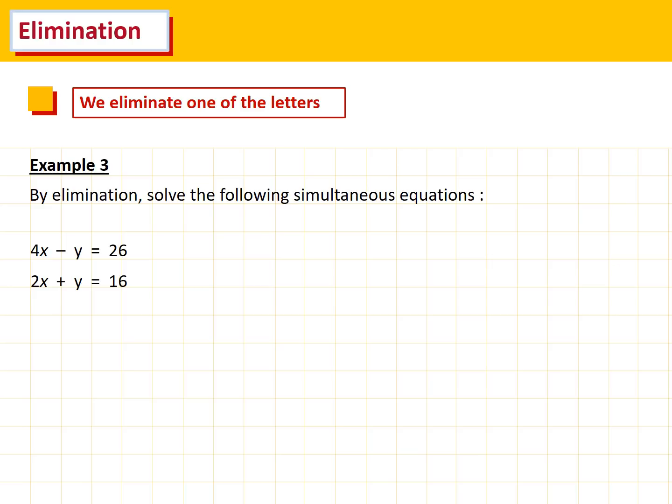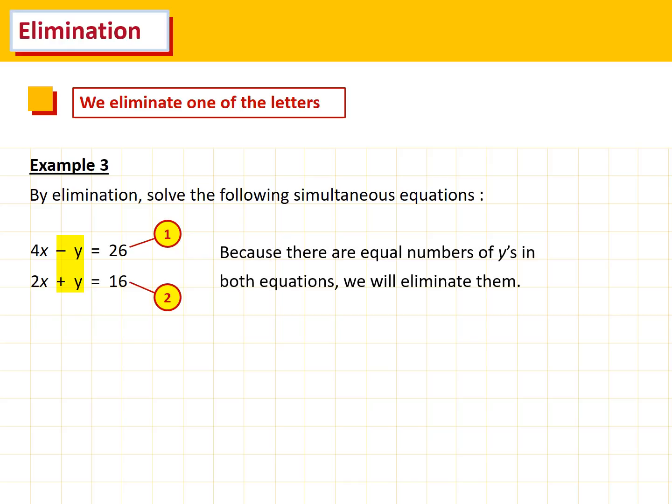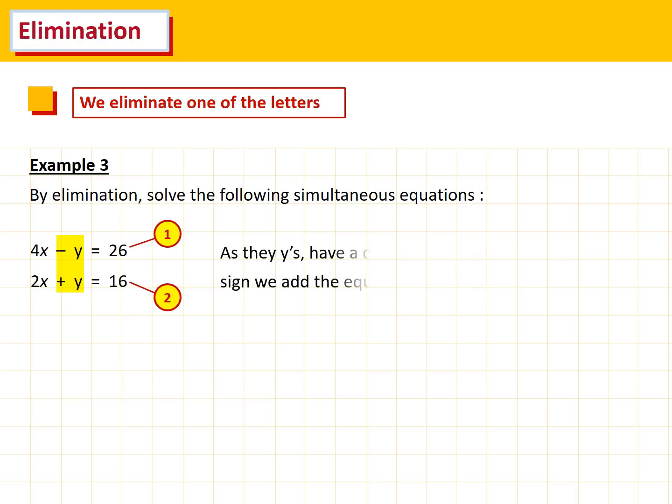Here in example 3, can we remember the process? Number the equations 1 and 2. Have we got a letter where we've got the same number of? Yes, we have. It's the y's. But note, one is a subtract y, one is a plus y. The signs are not the same, so we don't subtract. We have to add the equations.